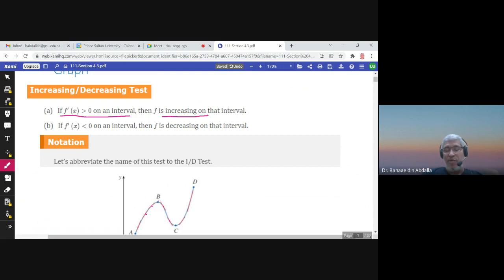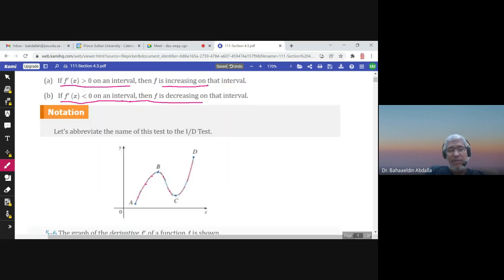To find out whether the function is increasing or decreasing, just find f prime and study the signs of f prime. On the intervals in which f prime is positive, the function is increasing. On the intervals in which f prime is negative, the function is decreasing.